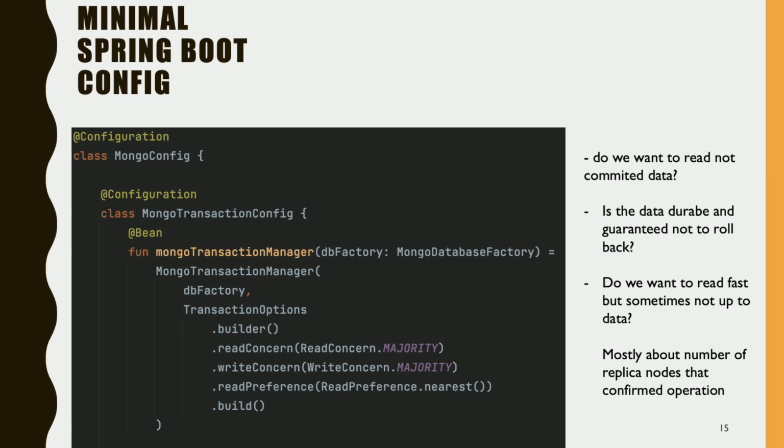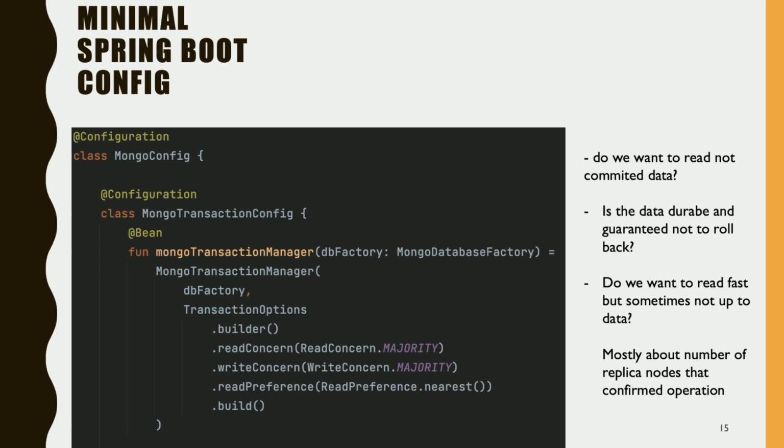So now let's have a look at the minimal Spring Boot configuration for supporting transactions. So, okay, we have a database, we have some logic, we would like to create a transaction to support data consistency in our service. So first, as I said, we have to create a Mongo Transaction Manager, which will enable those transactions in Spring Boot.